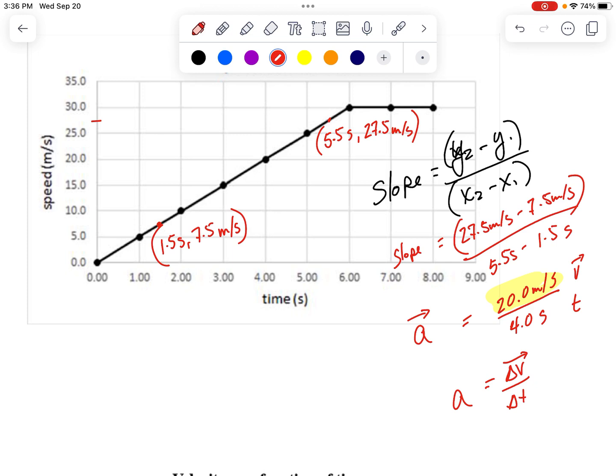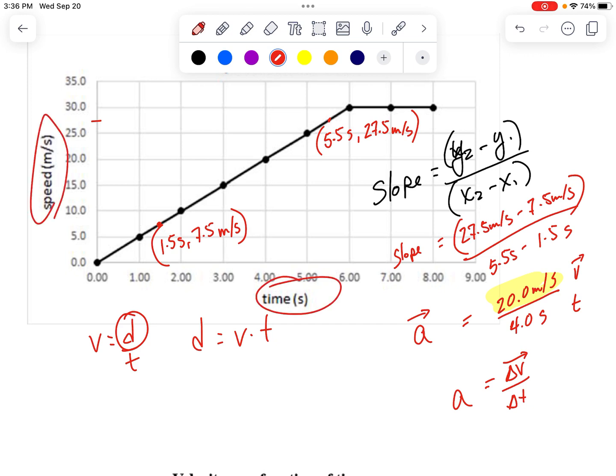Now, if I wanted to find the area, or the distance that was traveled, if we had speed equals distance divided by time, and I wanted to isolate for distance, it's speed times time. And so this is going to be the time times the speed.